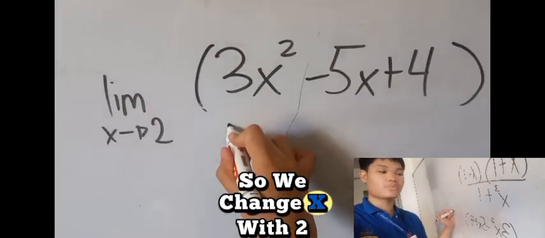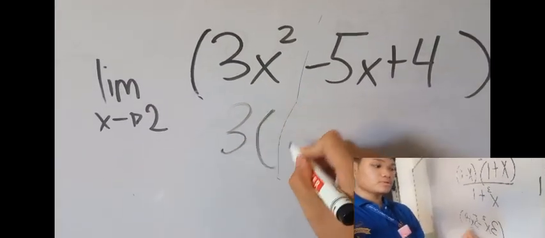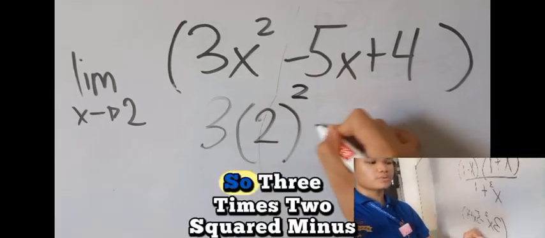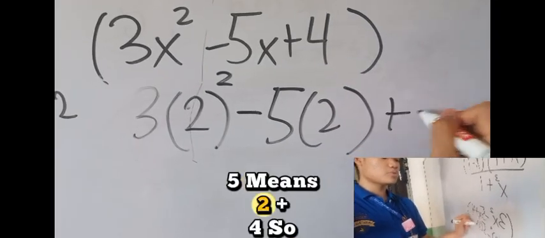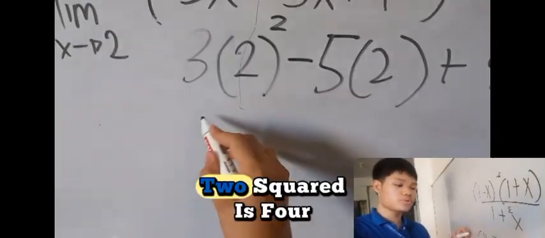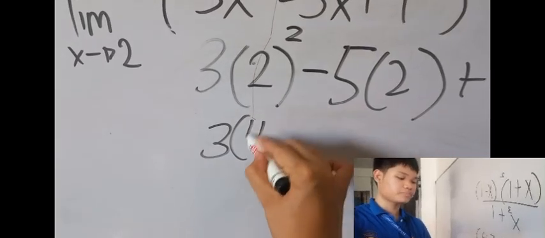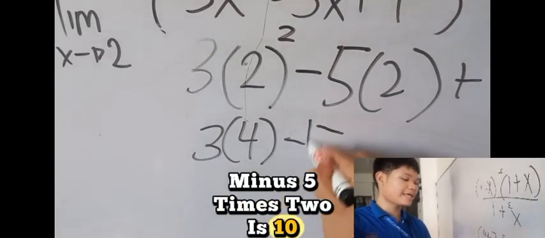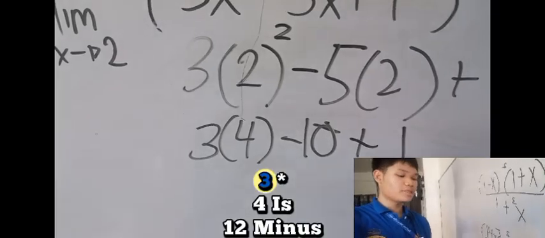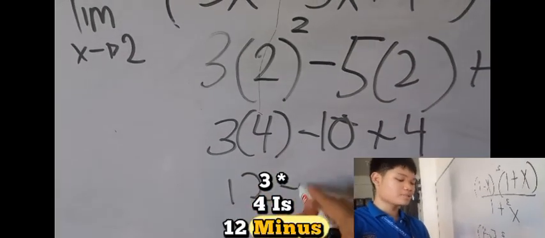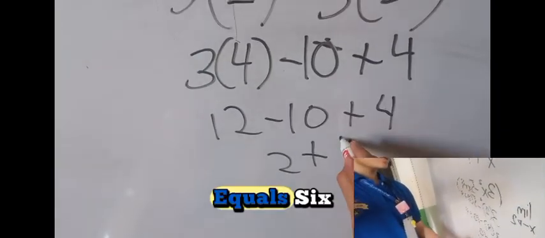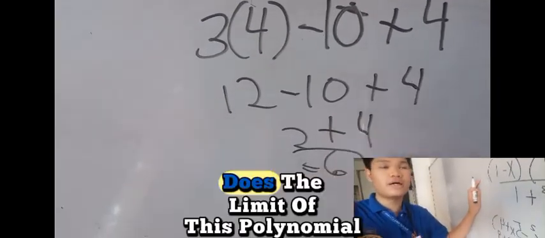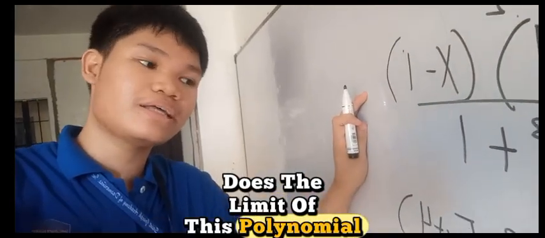So we replace x with 2. So all the x terms will change to 2. So 3 times 2 squared minus 5 times 2 plus 4. So 2 squared is 4. Minus 5 times 2 is 10. 3 times 4 is 12. 12 minus 10 plus 4 equals 6. Thus, the limit of this polynomial as x approaches 2 is 6.